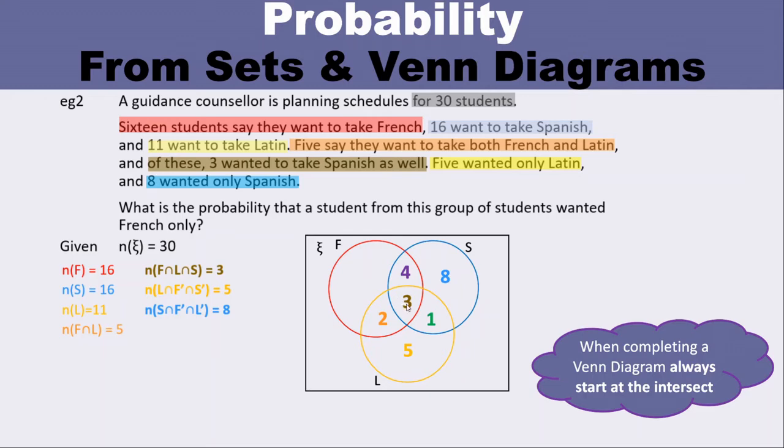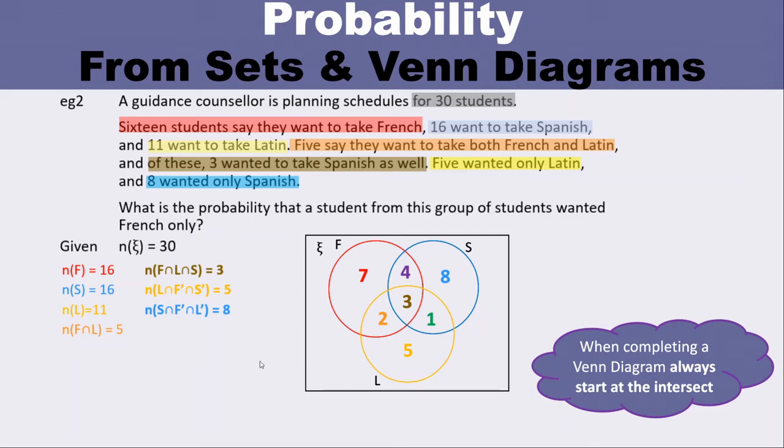I know that 3 students want to take all subjects, 4 want to take just French and Spanish, and 2 want to take just French and Latin. So far, that's 4 plus 3, 7, plus 2, 9. And I need 16 altogether, 16 take away 9. There are 7 students who want to take just French.